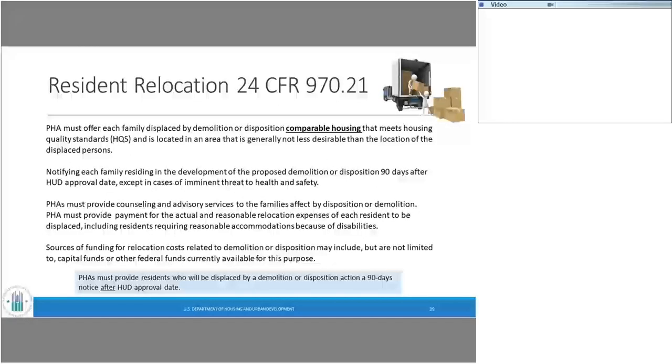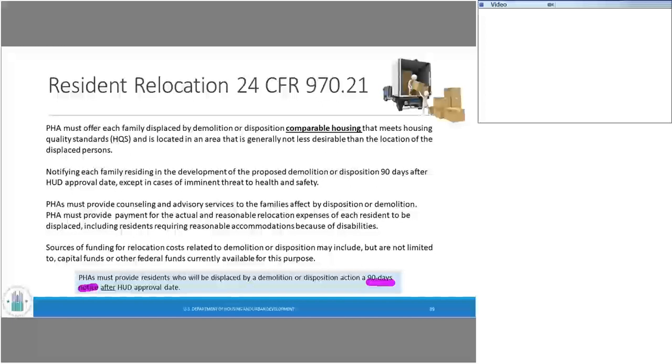Again, PHAs must provide residents who will be displaced by demolition or disposition a 90-day notice after HUD approval. We keep harping on that because please do not think, and I want to be super clear, do not think that it's okay to start the 90-day clock when you submit the application. That's not how this works. Wait until you are approved and you have the official approval from HUD, then you start at minimum the 90 days.